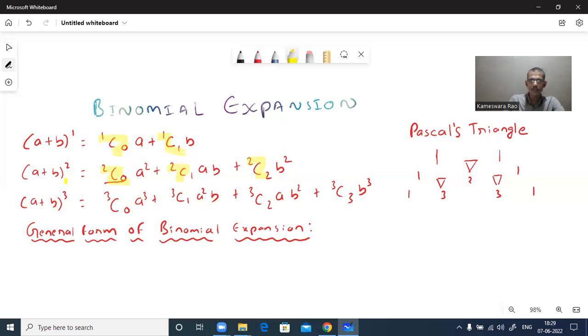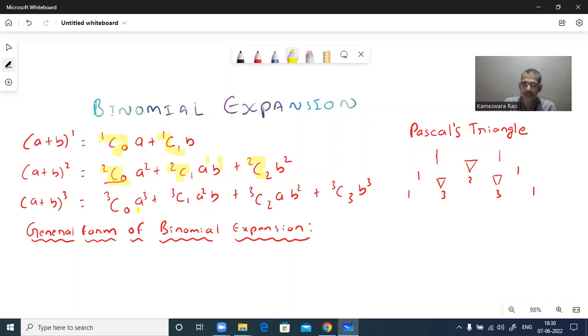Here if you observe how many terms there are: if the index is 2, you will have 3 terms. If the index is 3, you will have 4 terms. That is one more than the index, we can say. And what else can we infer? See the degree of each term. Here a square is 2; here a degree is 1, b degree is 1, so total degree, the sum of the indices, is 2. So the third term is also 2. So if each term's degrees are the same, then they are equal to the degree of the binomial expansion.